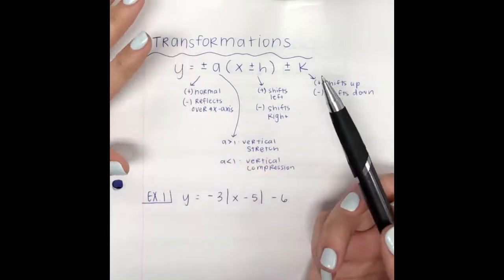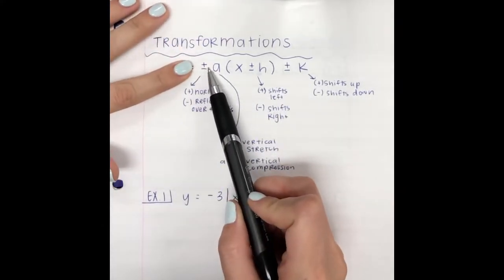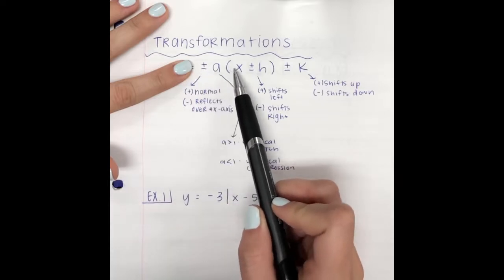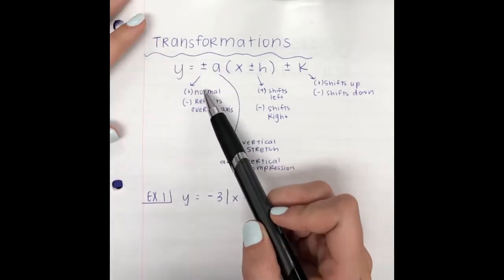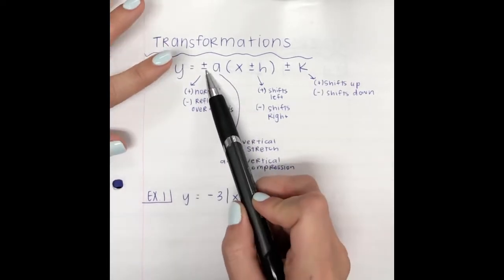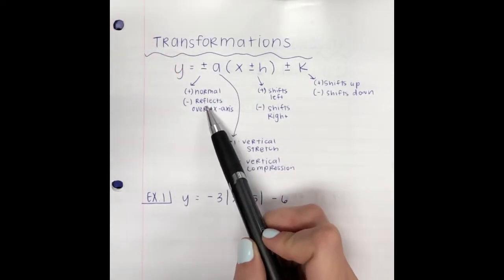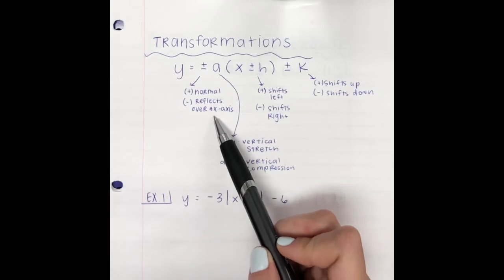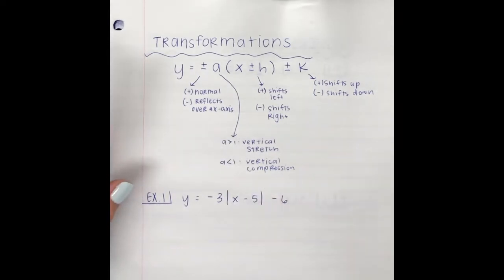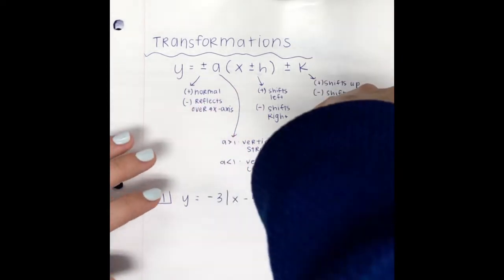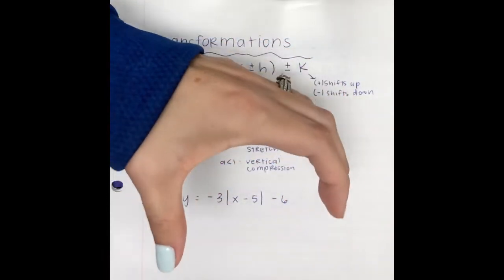So y equals, and then you may have a positive number here, it may be a negative. If it's positive, nothing changes. It's just normal. If it's negative there, then that's gonna cause your function to reflect across the x-axis. So if it's that U shape, it's gonna reflect and it's now gonna flip downwards, right?